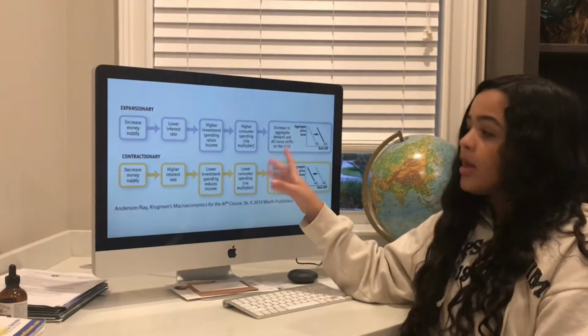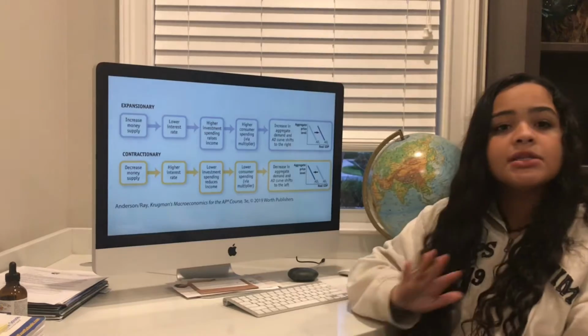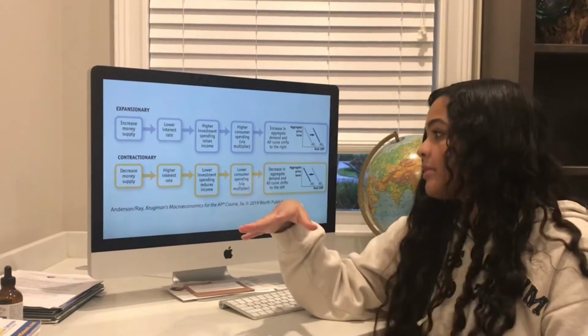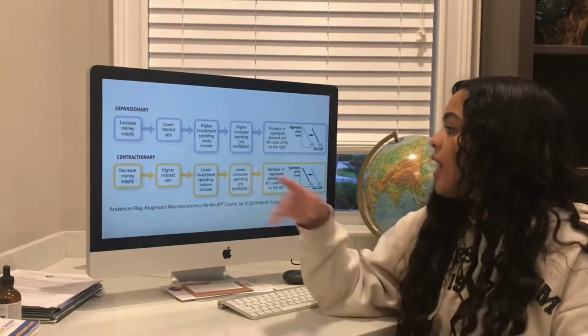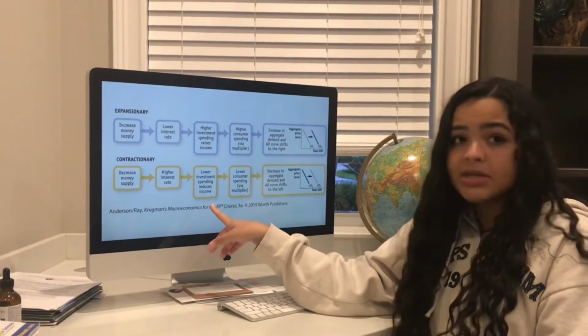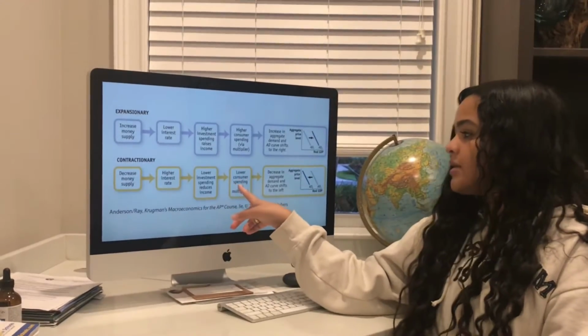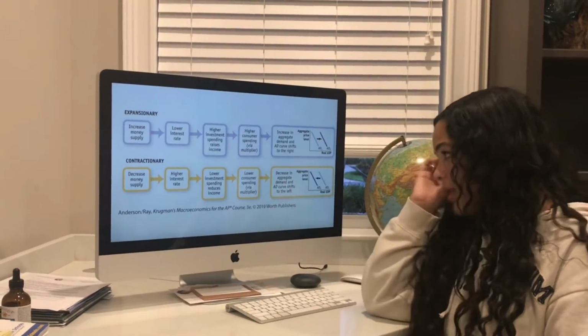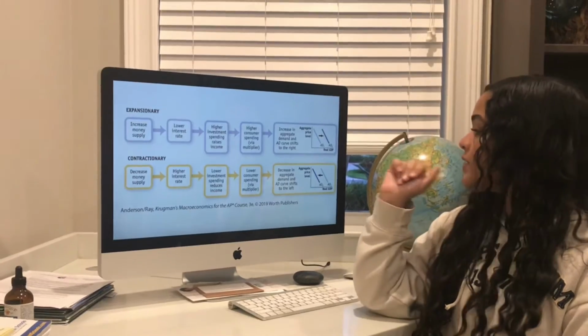to the right. Now with contractionary, this is basically just the opposite of what just happened. So they decrease the money supply, leading to higher interest rates, lower investment spending reduces income, lower consumer spending via the money multiplier, and this all decreases the aggregate demand, and the AD curve shifts to the left.